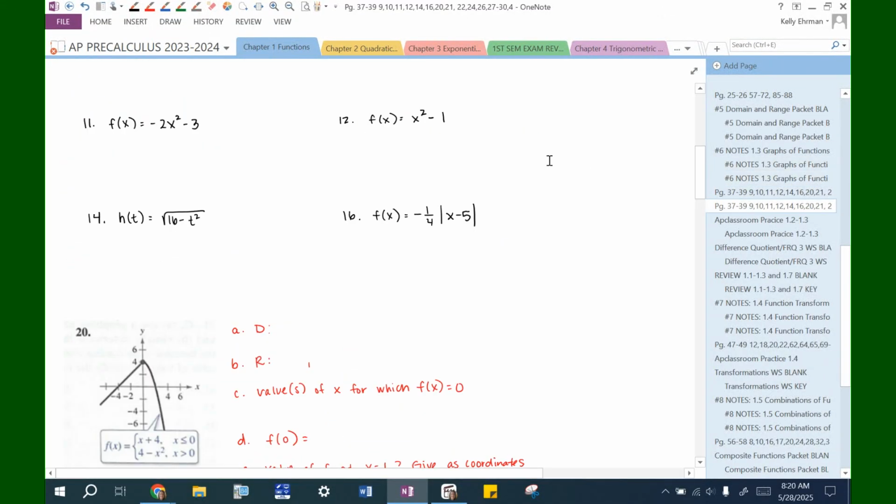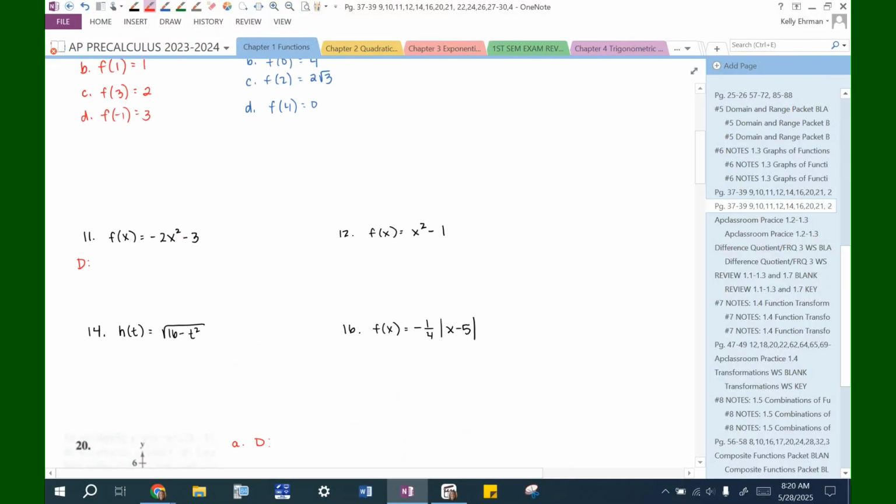Okay, so domain and range. So let's start with domain. It's good to know what kind of function it is. Maybe you can even sketch a little graph. This is a negative x squared graph. It does something like this. It's been shifted down 3 units. It's got a vertex at 0, negative 3. That's important for the range.